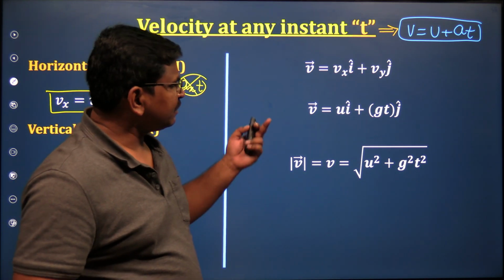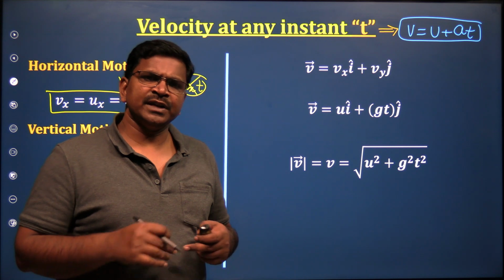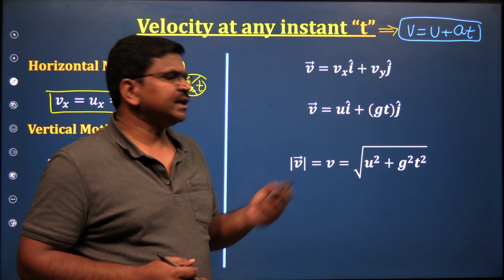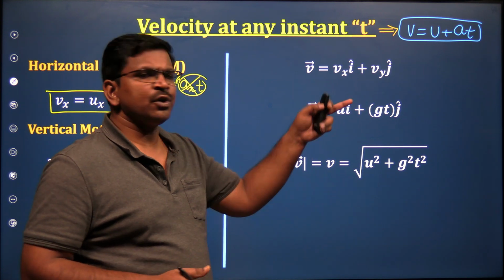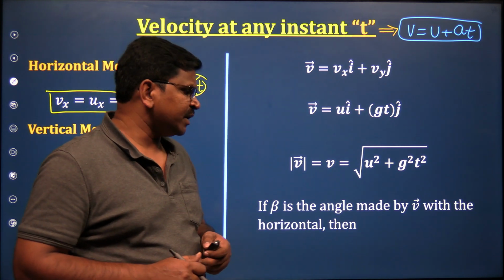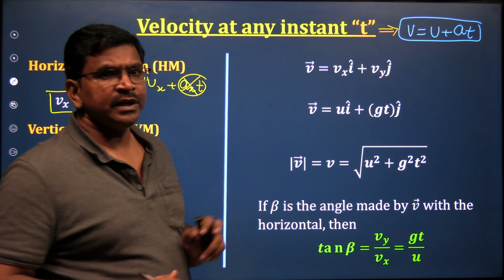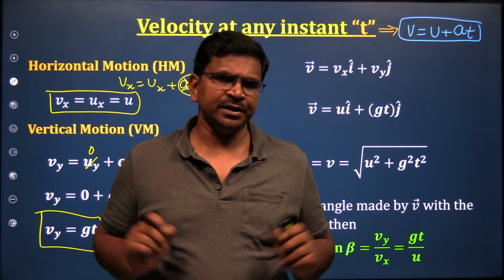Now the direction of the velocity also can be found easily from the vector method. Suppose it is making angle beta with the x-axis, tan beta equals j coefficient by i coefficient, that is gt by u. So this is about the velocity at any instant.